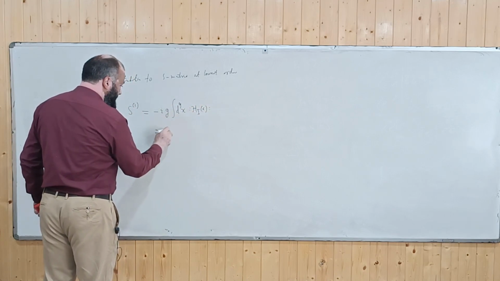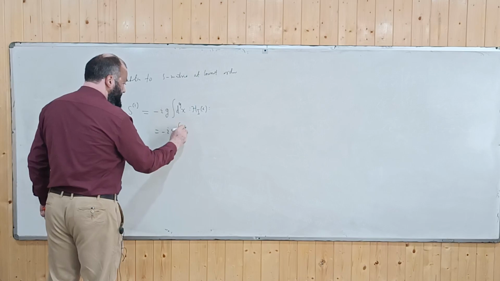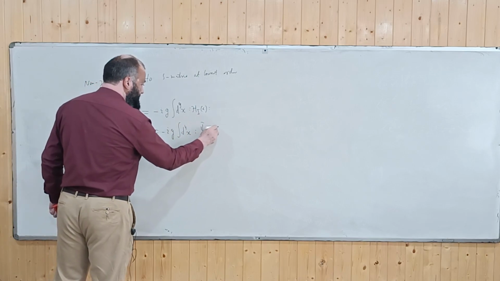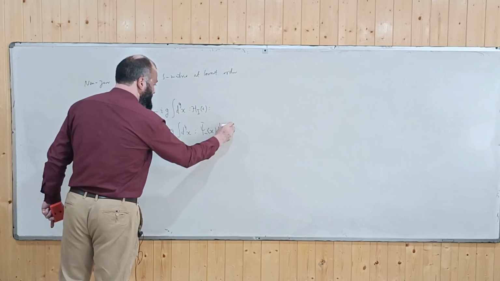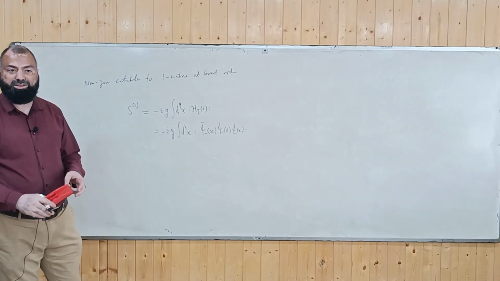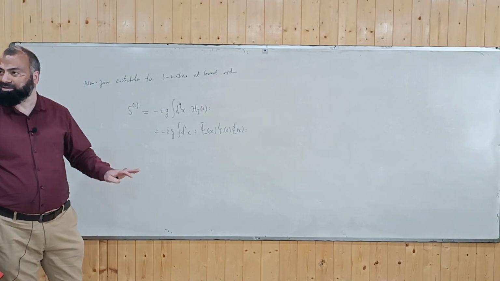So what is that equal to? Minus i g d4x, so it is psi-bar minus of x, like this thing. So this is the lowest order correction, I mean the lowest order contribution towards our process. Got it?